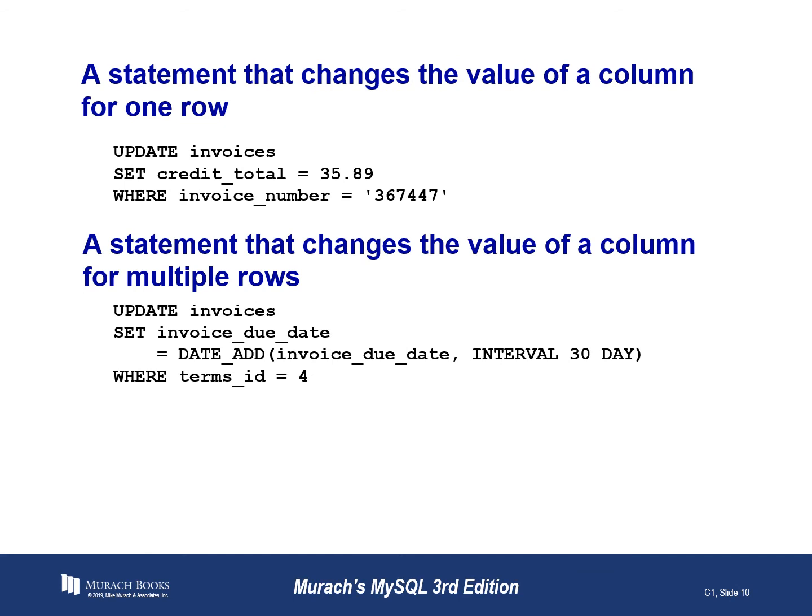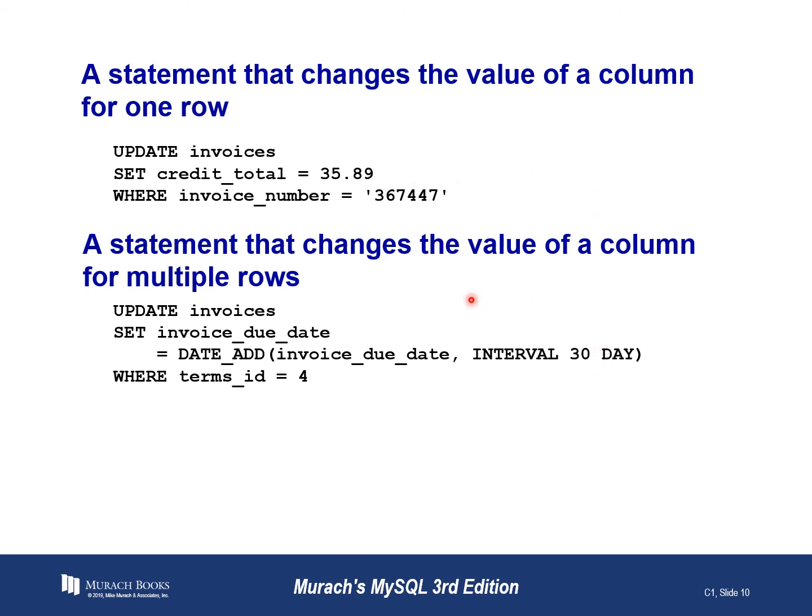If you want to update certain values for a given row or a record in a table, we can use the update statement. The update statement is used to change the values in one or more rows of a table based on the condition you specify. So here we are saying update invoices, so that's the table name, and set credit total is equal to 35.89, where invoice number is equal to this. Okay, so if the invoice number matches, then change the value, whatever it was, to this. Okay, this is an update statement.